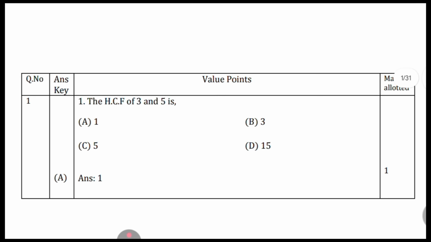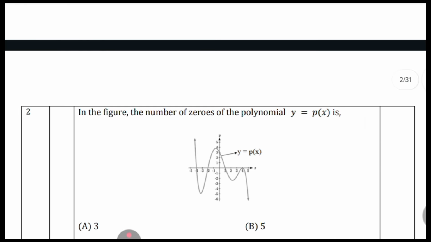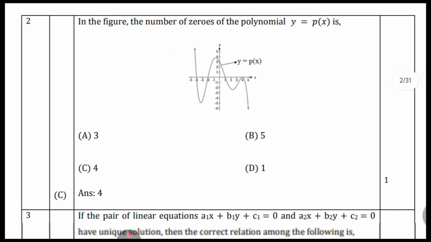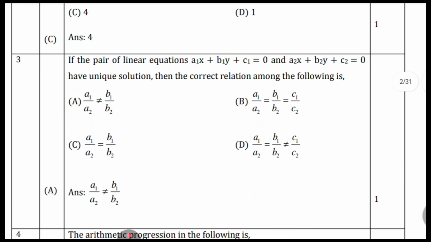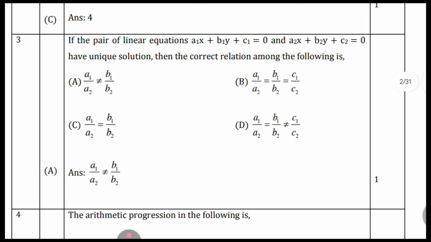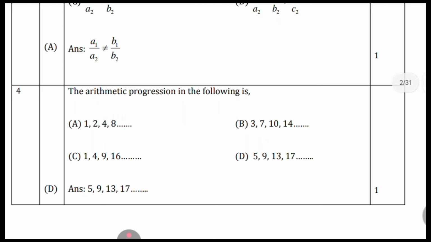Coming to the multiple choice first question, the HCF of 3 and 5 is 1. Coming to the second question, the number of zeros of the polynomial p of x is, here the answer is 4. Coming to the third question, if the pair of linear equations a1x plus b1y is from a quadratic equation, the answer is option A, which is the correct answer: a1 by a2 is not equal to b1 by b2.